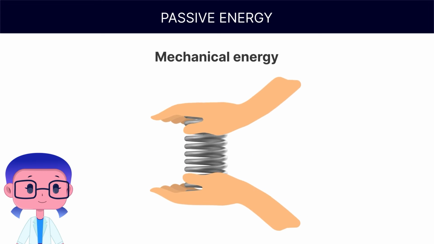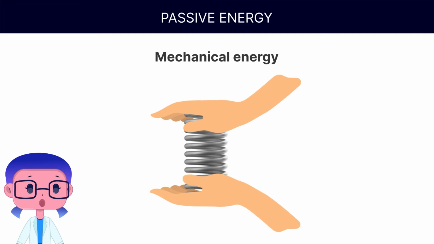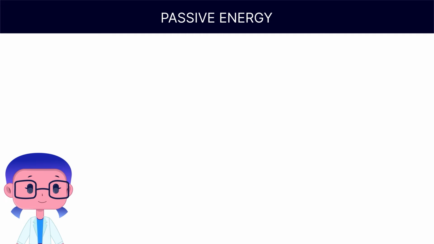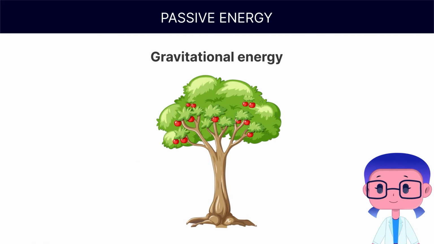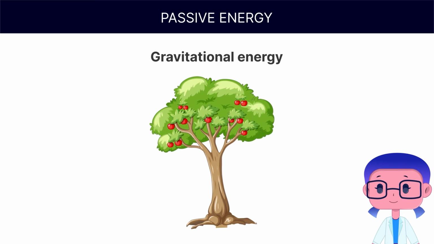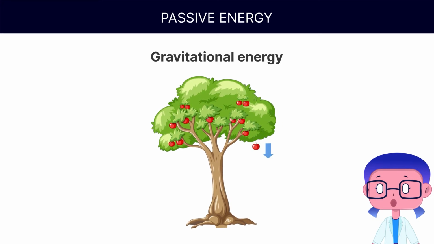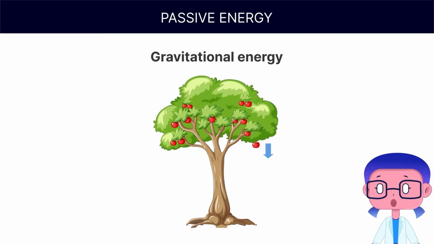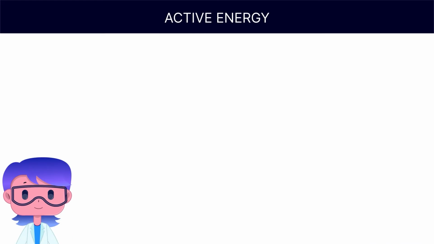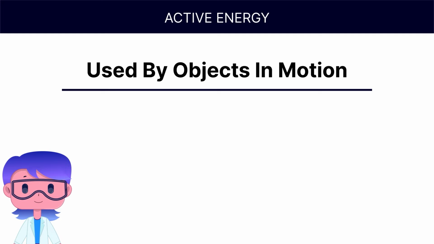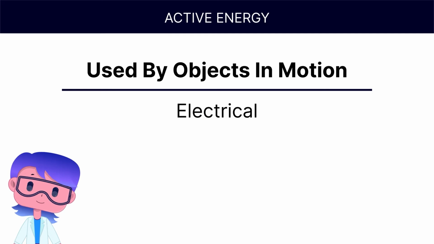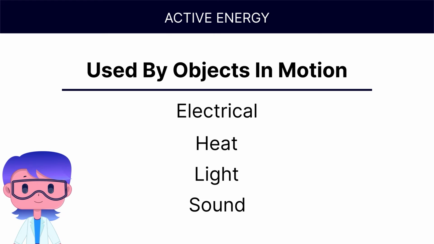Mechanical energy is stored in objects under tension, like a rubber band pulled taut, or a compressed spring. Gravitational energy is stored in the height and weight of an object. When a large, heavy item is dropped from a great height, gravitational energy converts to motion energy. Active energy happens when objects are currently moving. This can be found in electrical energy, heat, light, and sound.